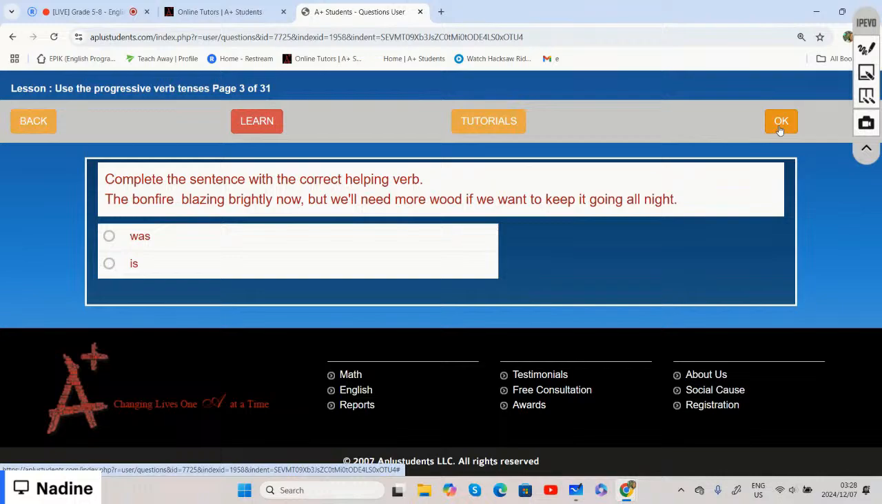The next one says the bonfire. Do we say the bonfire was blazing brightly now? Or do we say the bonfire is blazing brightly now? But we'll need more wood if we want to keep it going all night. Which one is correct? Do we say the bonfire was or is blazing brightly now? But we'll need more wood if we want to keep it going all night. So we must say which one is correct.